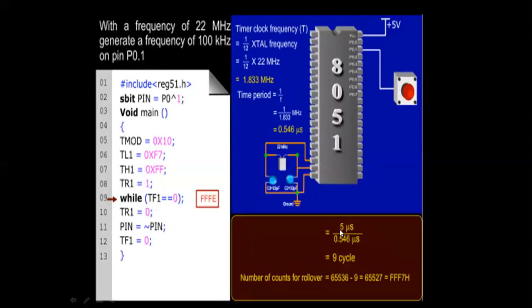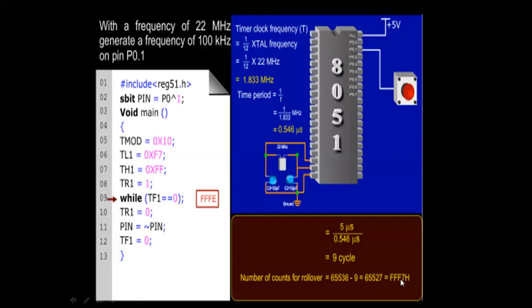Now what we have to do? The 5 microsecond divided by the time period, we get 9 machine cycles. So 9 machine cycles are required to repeat this process, that is to count from F7 to FFFFH. The number of counts for rollover will be 65536, which is the decimal value of FFFFH, minus the number of machine cycles, that is 9. So overall we got FFF7H.